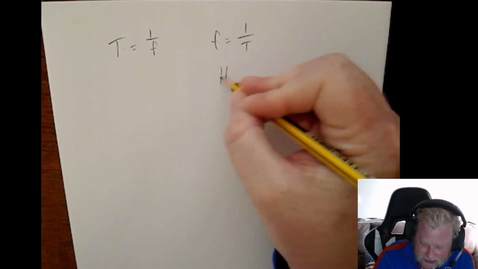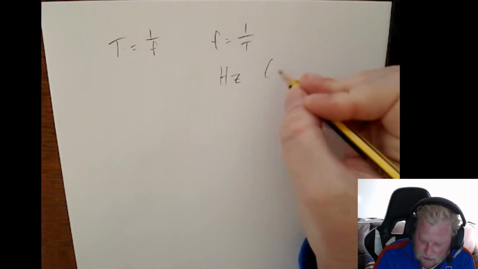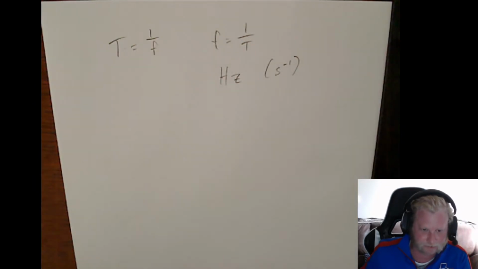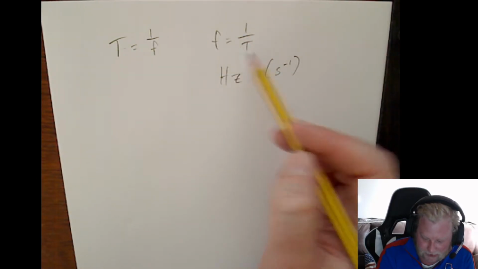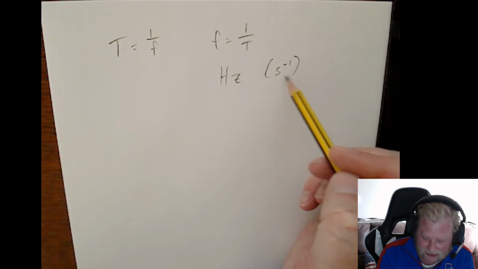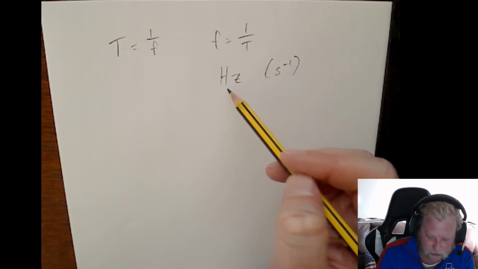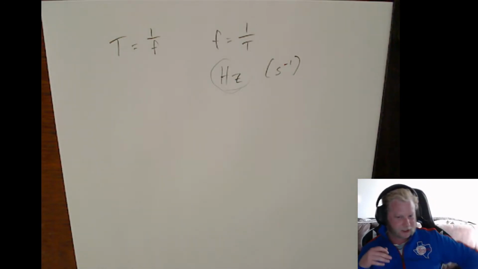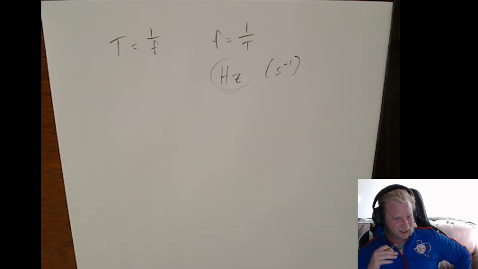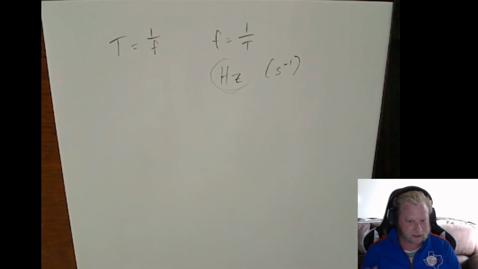So hertz is going to be capital H, lowercase z, which is just an inverse second. And it's an inverse second because notice frequency is 1 over period. Period is measured in seconds, so 1 over second gives you inverse seconds, or the unit we created for it called hertz. So period is seconds per cycle, whereas frequency is cycles per second.